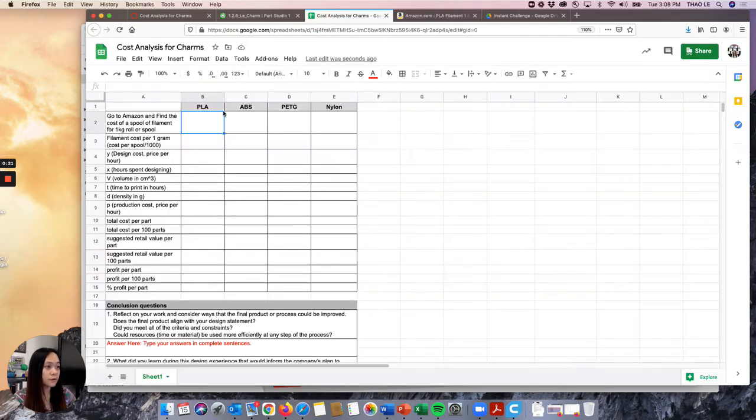So I'm going to go over to my cost analysis and put $25.99. Cost per 1 gram for your filament. So you're going to take the previous, so you're going to click on that and divide by 1,000. There's 1,000 grams in 1 kilogram.